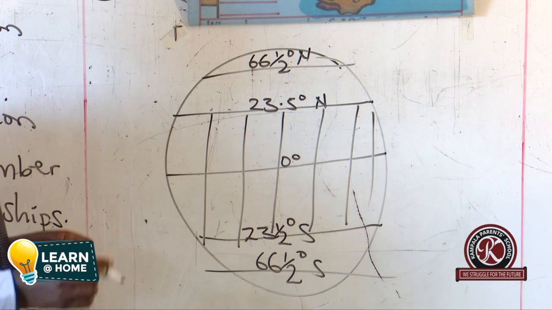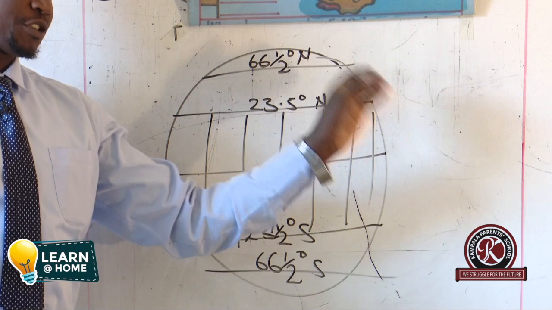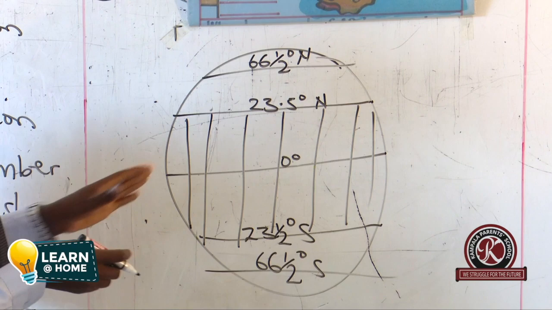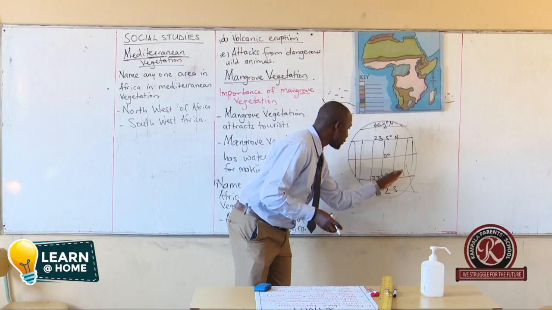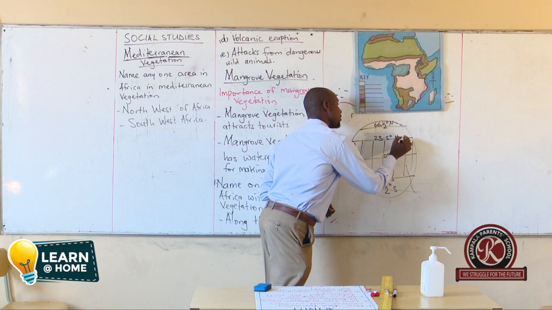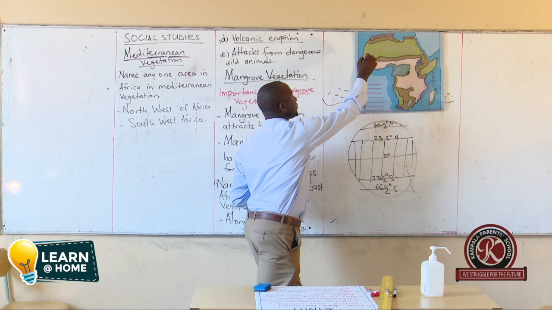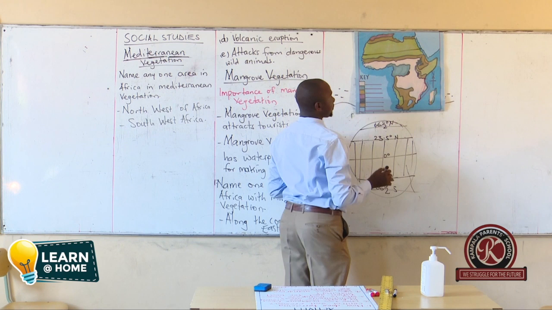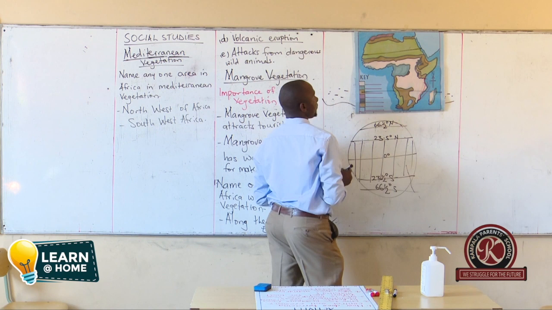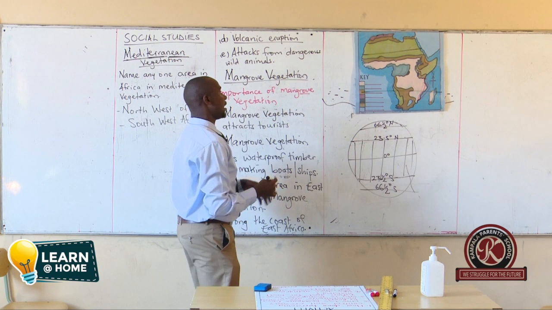Mediterranean vegetation is found outside the tropics, we mean the region which is outside the tropical region. This is the tropical region because this is the Tropic of Cancer and the Tropic of Capricorn. So outside this, when you come to our map, we have the Tropic of Cancer there and the Tropic of Capricorn there. So it is found here and found here. So it's found outside the tropics. We have said that and everyone is aware of that.